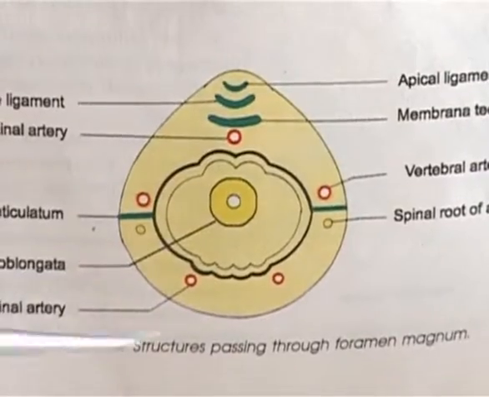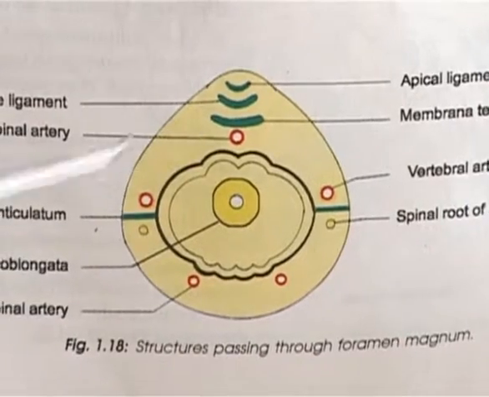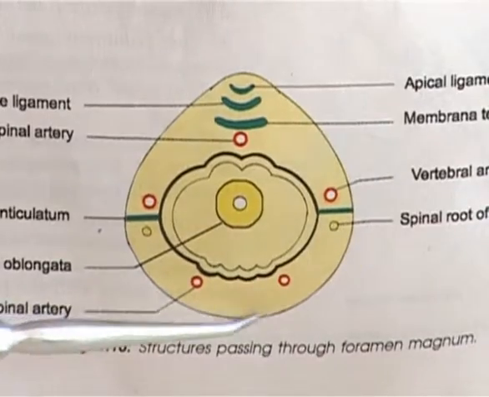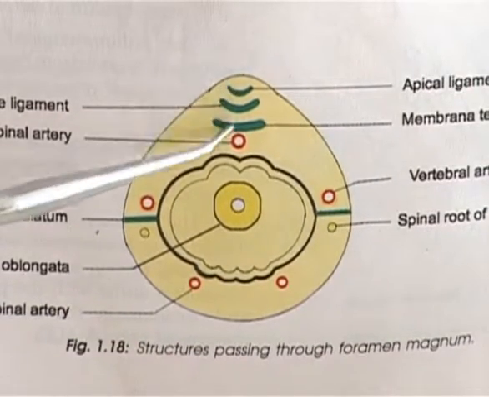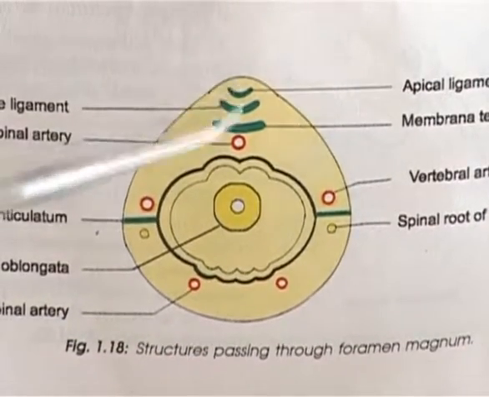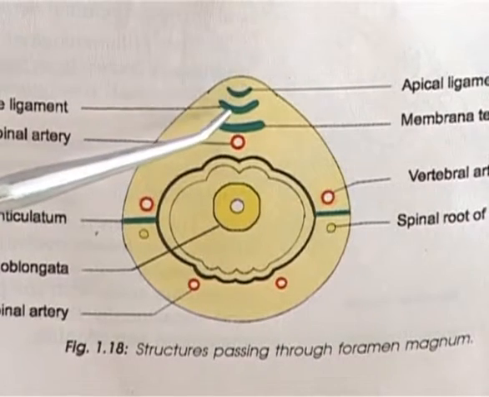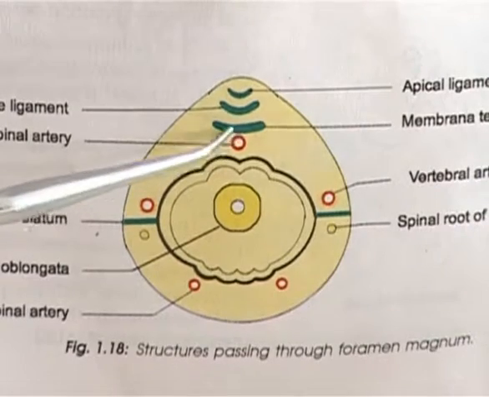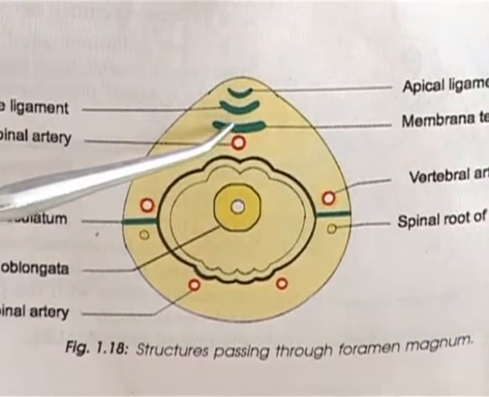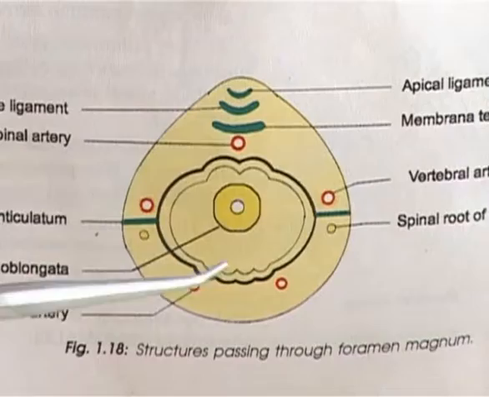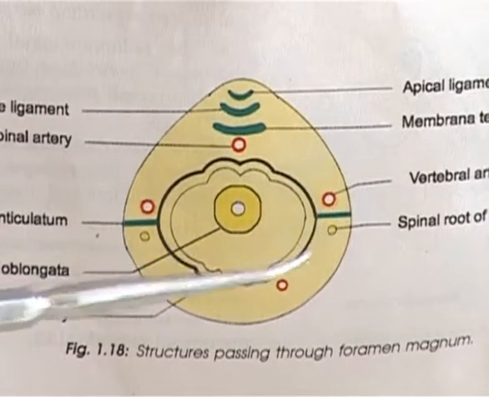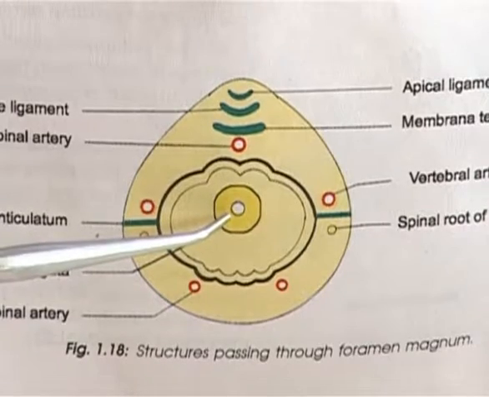Figure 9.7. The figure shows the foramen magnum, which is narrow anteriorly and wide posteriorly. Through the narrow part, the structures passing are the apical ligament, the upper band of the cruciate ligament, and the membrana tectoria. Through the wider part passes the junction of the medulla oblongata with the spinal cord and its 3 meninges.